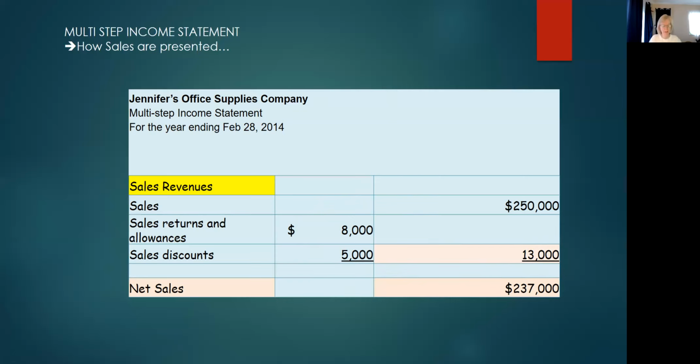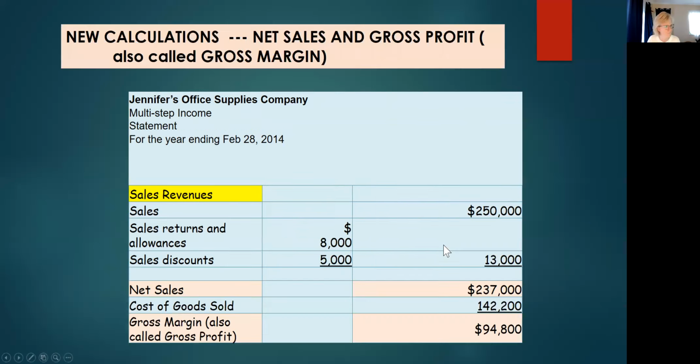So a lot of the companies I've worked for don't have a lot of returns. However, when I worked for Gottschalk's, which was a retail department store, returns were a big deal, and we used to track it by which stores had more returns. Was it bad management or was it a bad product? And we tried to stay on top of that. So that's the first step in the multi-step, net sales.